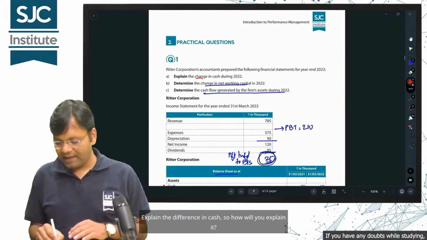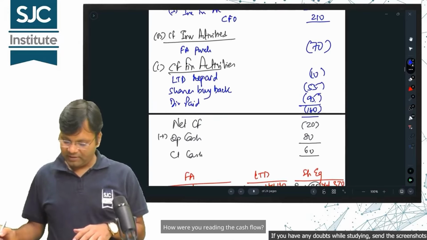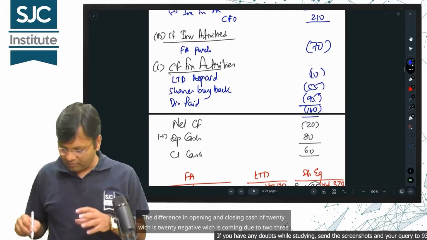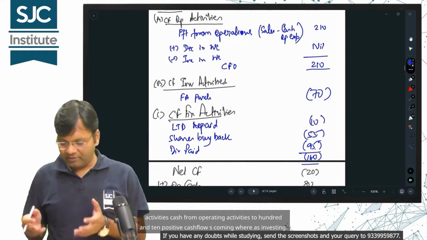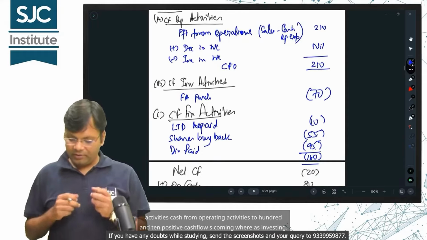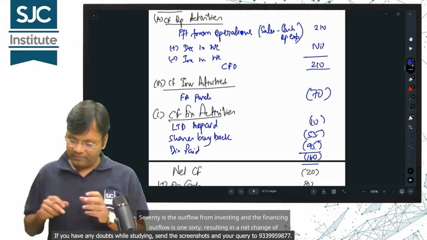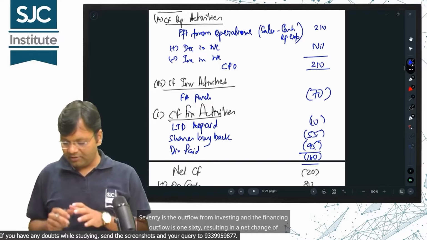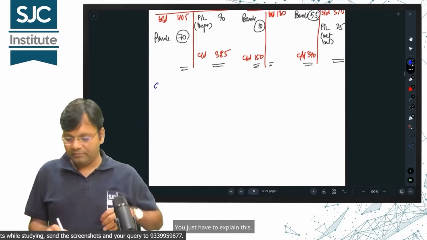Explain the difference in cash. So how will you explain it? How were you reading the cash flow? The difference in opening and closing cash of 20, which is 20 negative, is coming due to 2-3 activities: cash from operating activities, 210 positive cash flow is coming, whereas investing 70 is the outflow from investing, and the financing outflow is 160, resulting in a net change of 20. You just have to explain this.